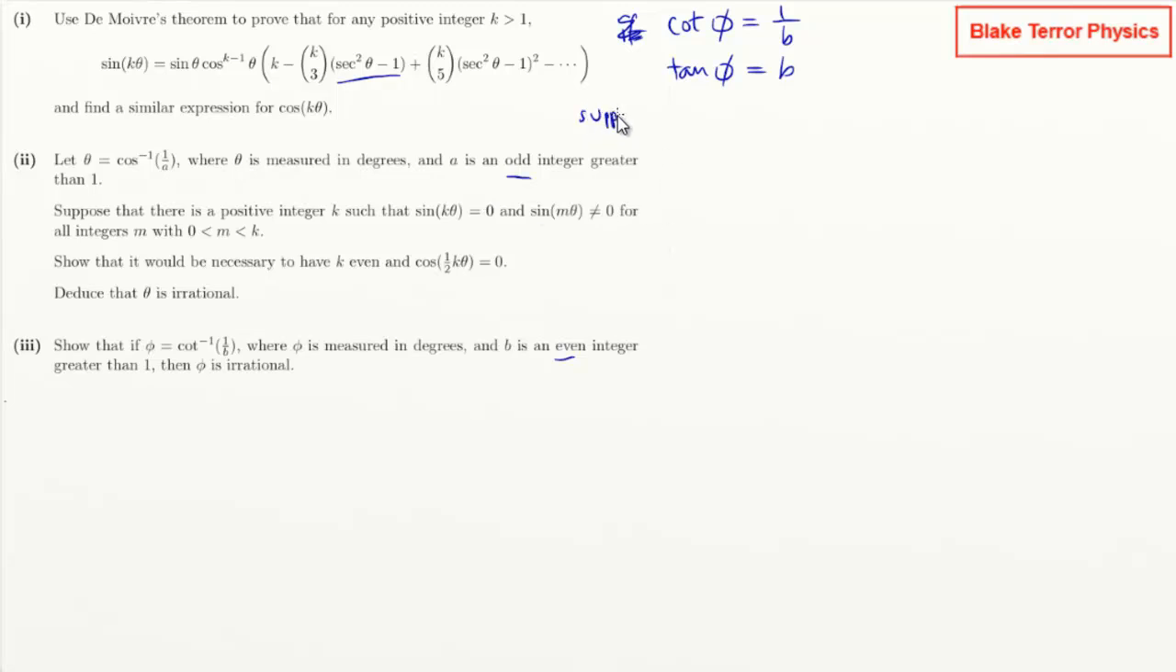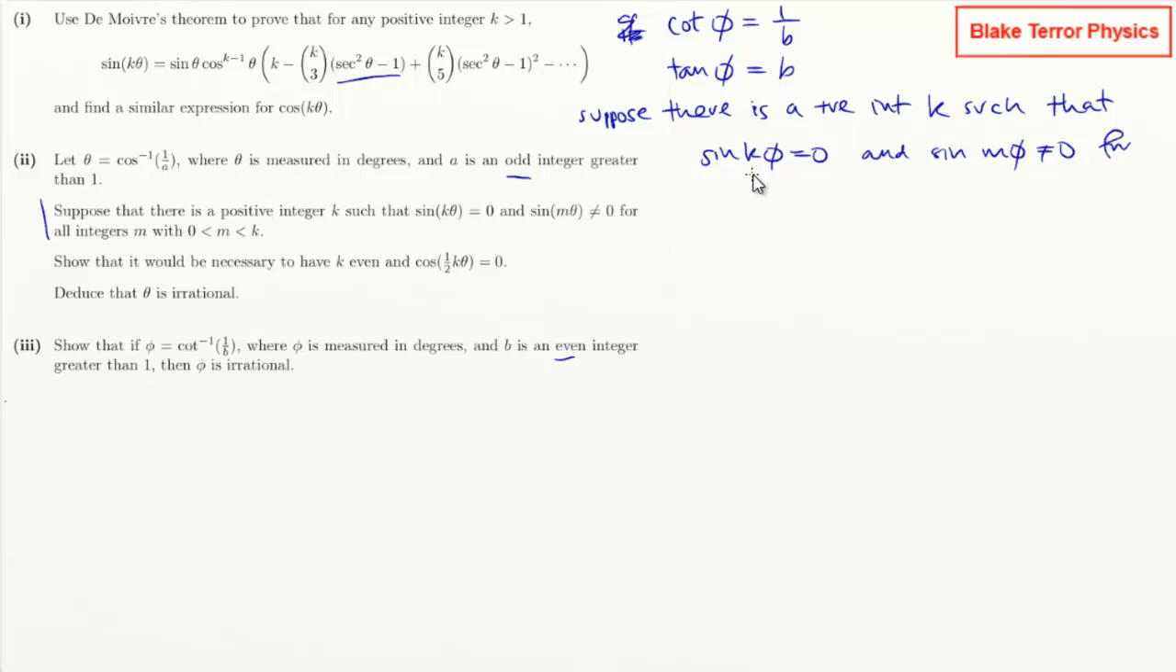Suppose there is, I'm just copying this out because this is what they've done, a positive integer k such that sine k phi equals 0 and sine m phi does not equal 0 for all integers m with m between 0 and k. So we're starting exactly the same way that I had before.